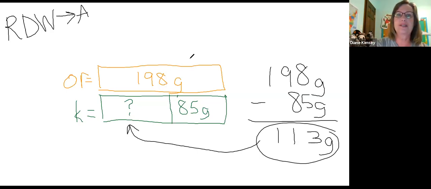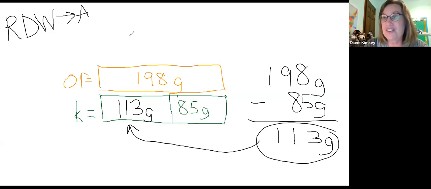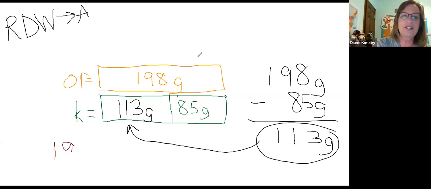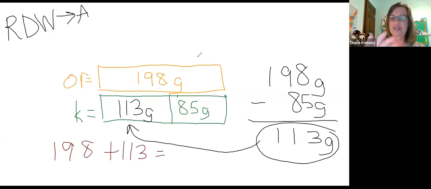Oh, all right. So we know that the kiwi weighs 113 grams. All right. How am I going to figure out how much the fruit weighs all together? And so hopefully the kids are going to say, we're going to add up the 198 plus 113 equals, and I'm going to stop right there. You guys got the idea?